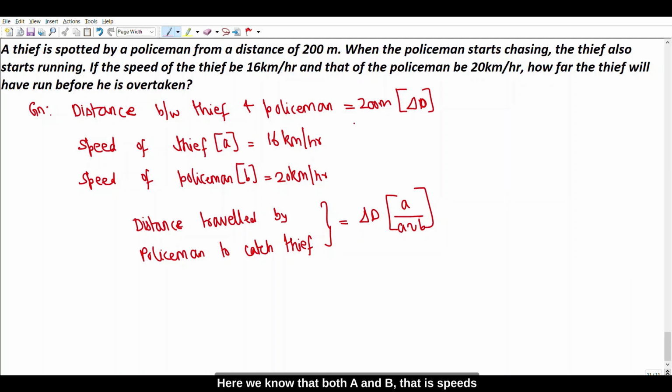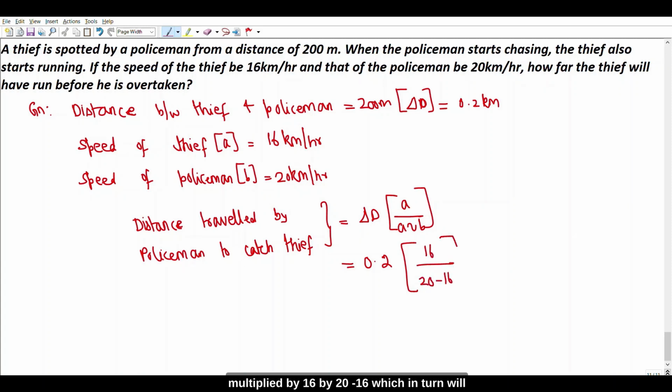Here we know that both A and B, that is speeds, are in kilometer per hour and distance is in meter. So for simplification we can convert distance also into kilometer. Therefore substituting the known values we get 0.2 the whole multiplied by 16 by 20 minus 16, which in turn will give 0.2 multiplied by 4, which is equal to 0.8 kilometers. Therefore, the policeman would have run 0.8 kilometers before he caught the thief.